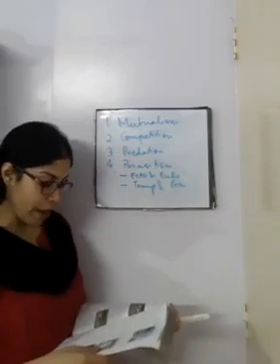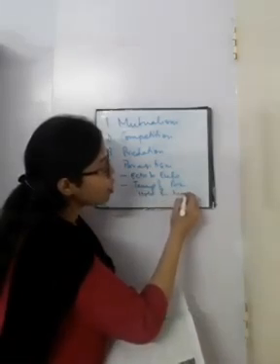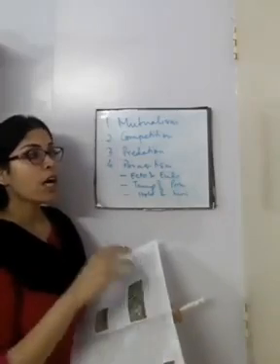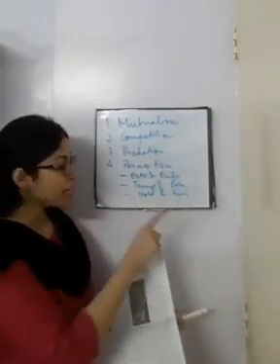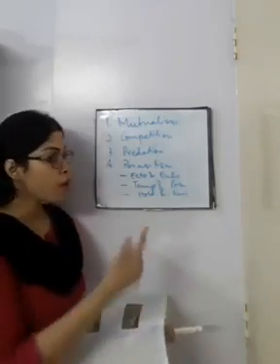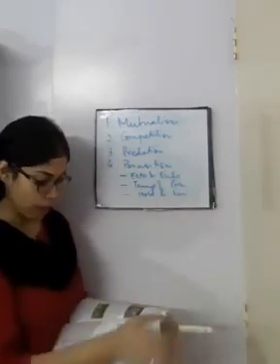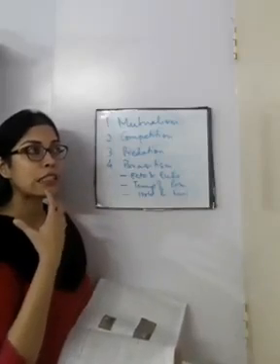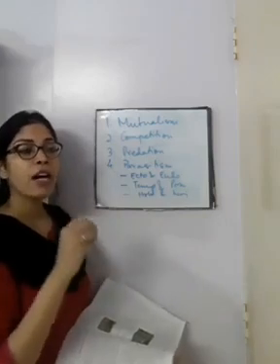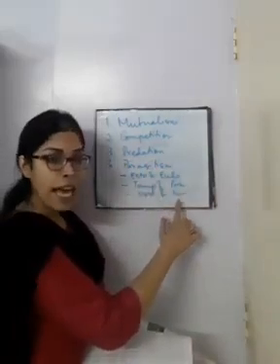Next one is holoparasite and hemiparasite. The word holo means complete. Okay, so if the parasite is taking its complete nutrition from the host's body, then it is holoparasite. But if it is taking partial nutrition or partial help from the host's body, then it is hemiparasite. Okay, if all the requirements of the parasite are taken from the host's body, then it is holoparasite, and if it is partial, then it is hemiparasite.